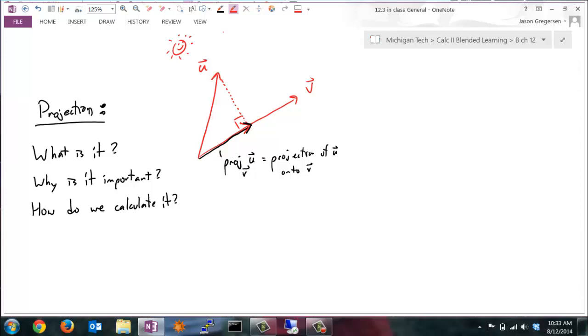As we look at it, it's kind of like it's the part of u that's pointing in the v direction. And that's how we're going to apply it in the physical problems. It's the part of u that points in the v direction. Now let's calculate that piece. So the first thing I see when I look at this is that it's really just like v. In fact, it's just a scaling of v, right? Because it points in the same direction as v.